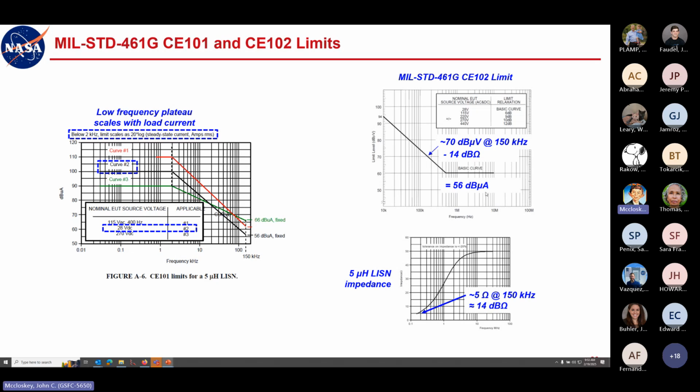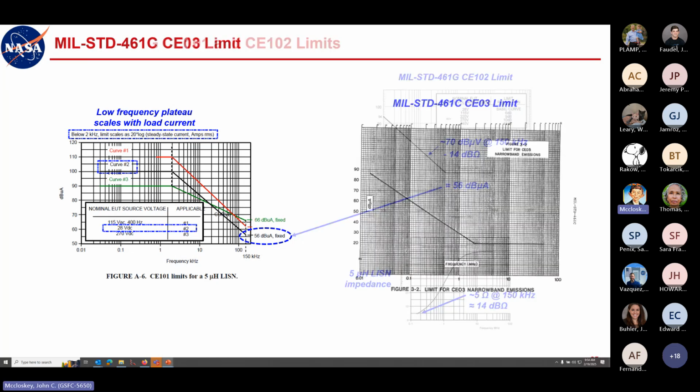Well, why do we care about that? Why am I bringing that up? Well, that's what we have over here. This curve 2 reaches a level of 56 dB microamps at 150 kilohertz. So these two limits meet up where one leaves off and the other one picks up. That's not by accident. The people who defined these limits did their homework and did this on purpose. And I know some of the people who wrote this document, so I know that for a fact. It's not just my assumption.